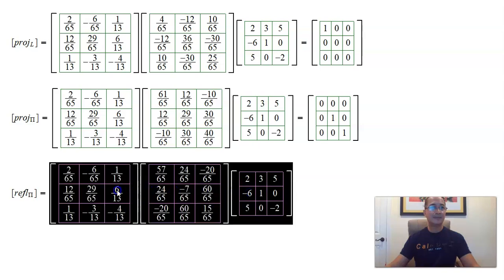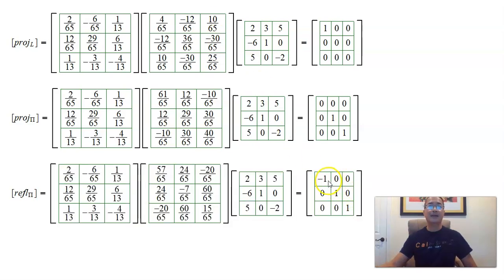Last example. Now we're reflecting across pi. You remember what happens if you're on the line and if you're on the plane. What happens to you? Aha, there you go. So the eigenvalues are -1 if you're on the line and +1 if you're on the plane.